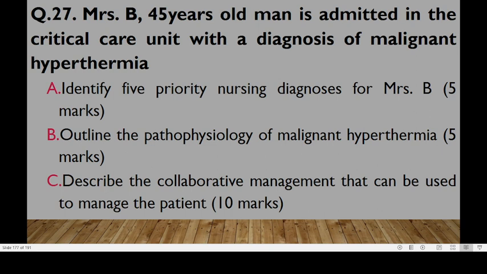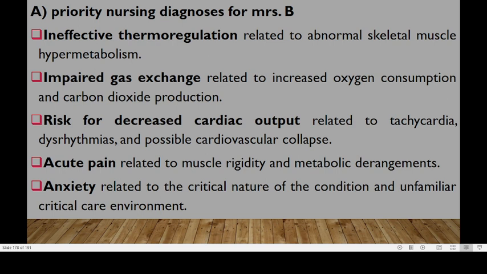Now to the long answer section. You could be given Mrs. B, a 45-year-old woman admitted in the critical care unit with the diagnosis of malignant hyperthermia. So you identify 5 nursing diagnoses for Mrs. B and outline the pathophysiology, right? You could have ineffective thermoregulation, impaired gas exchange, risk for decreased cardiac output, acute pain, anxiety.